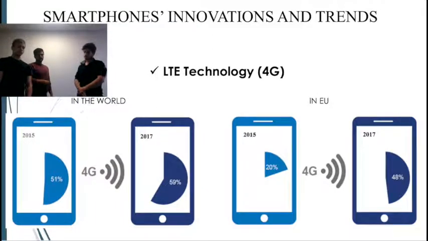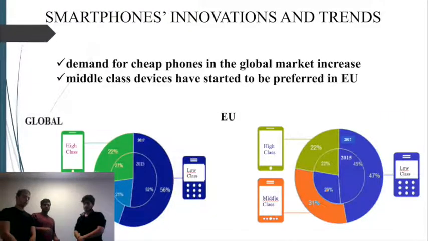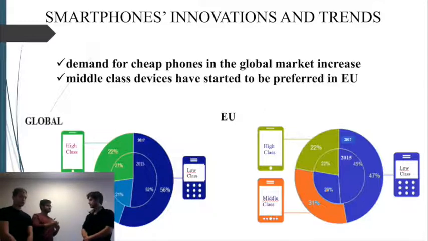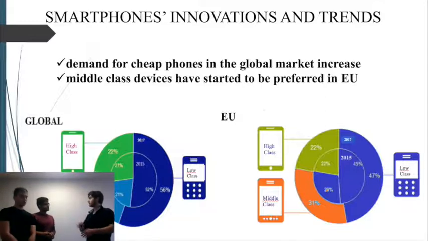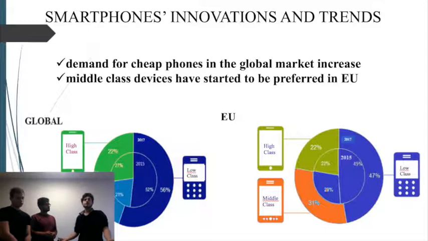And in the European Union, nowadays people want cheaper models than the other ones, because demand for cheap phones in the global market is increasing. Also, middle class devices have started to be preferred in the European Union because the expensive ones are too expensive and people can't buy them. That's why they are using middle class phones.